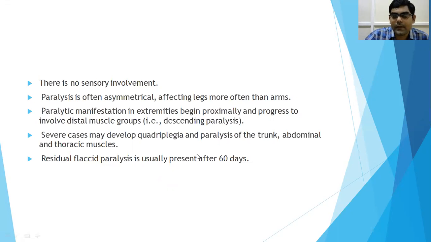So this is a very important slide, and we will see the slide again in the coming lecture. See, there is no sensory involvement. Paralysis is often asymmetrical, affecting legs more than the arms. Paralytic manifestation begins in proximal muscles. This slide is very important.